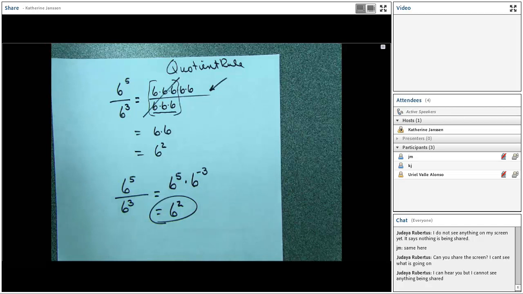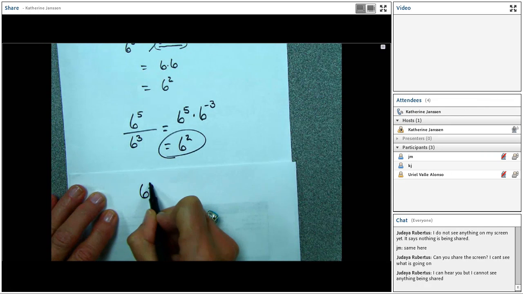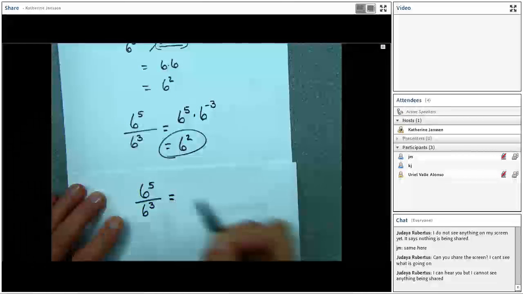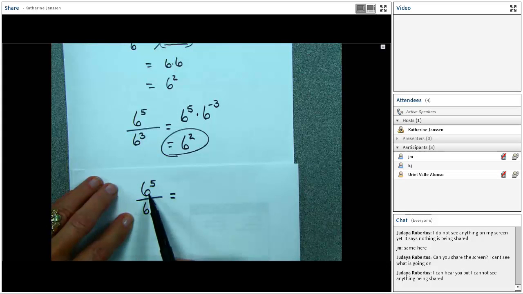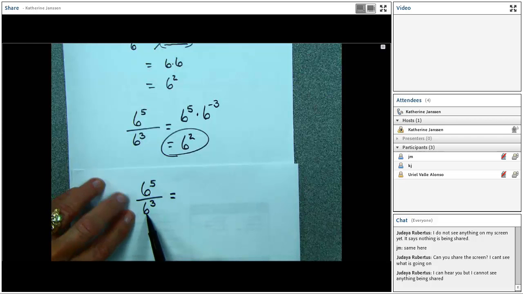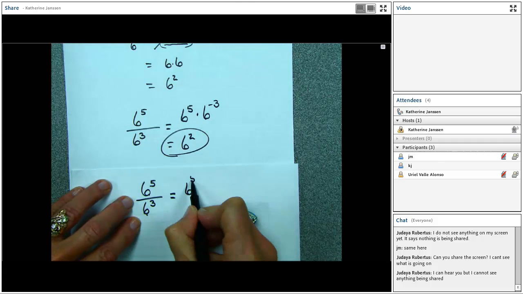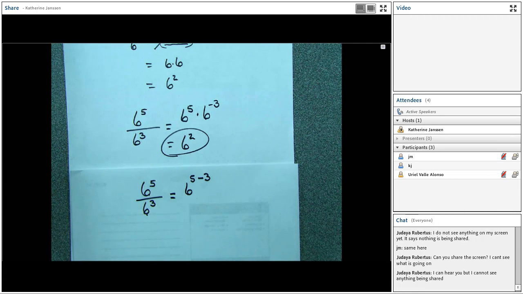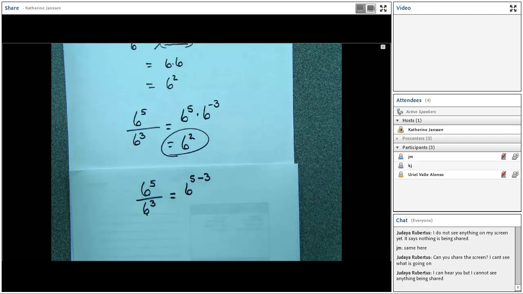In fact, we can get more efficient. 6 to the 5th over 6 cubed. I see the quotient rule. I have the same base in the numerator and the denominator. So keep the base and subtract from the numerator the denominator's exponent. The quotient rule. Like bases in division, subtract from the numerator's exponent the denominator's exponent.